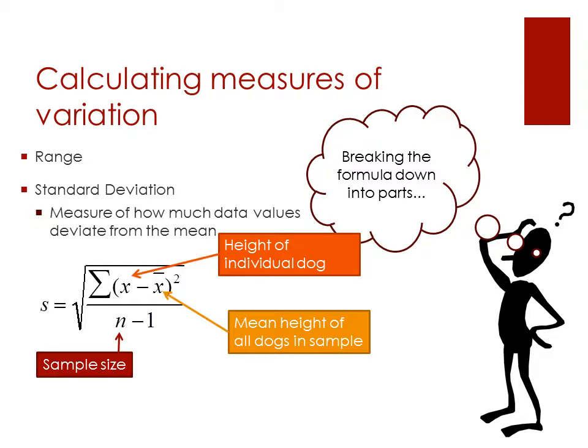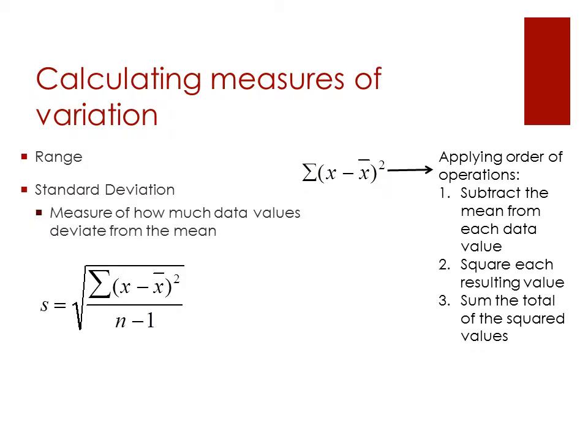Well, we know that n is a sample size. Okay, so in this case it's going to be 6. We know that the x represents the height of each individual dog, so we're going to have several x's, right? And then we know that x bar is the mean height of all the dogs in the sample. Keep in mind, we also know when we're looking at our value that we're going to sum all of our values in terms of squaring them and then taking a square root. So let's take a look at this a little bit further. Keep in mind, when you apply your order of operations, you're first going to subtract the mean from each data value separately.